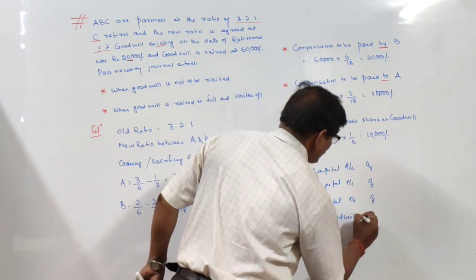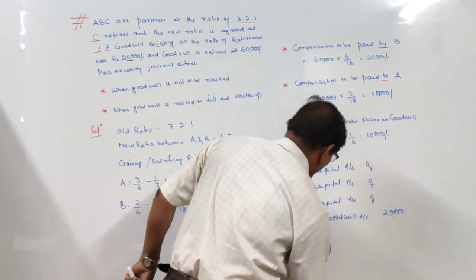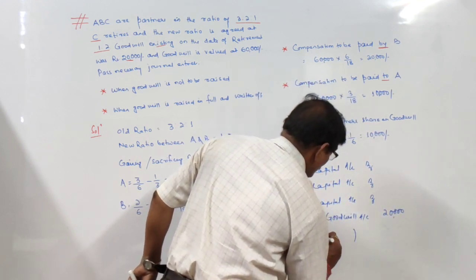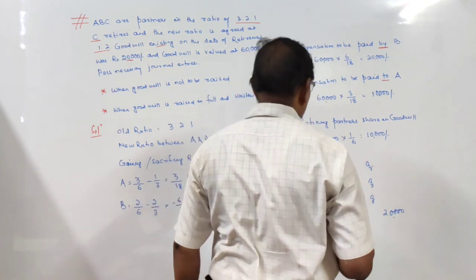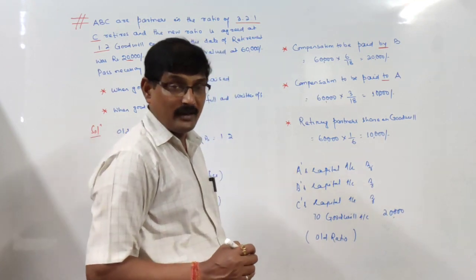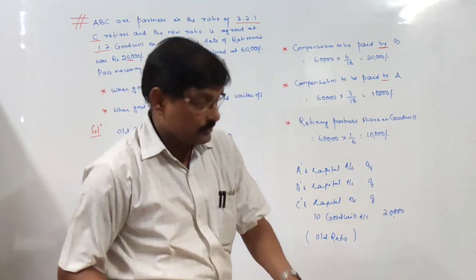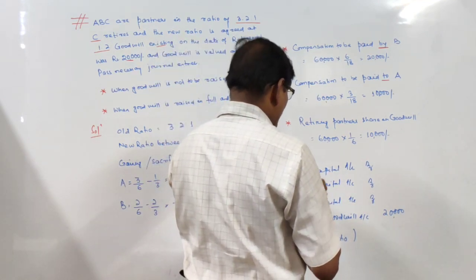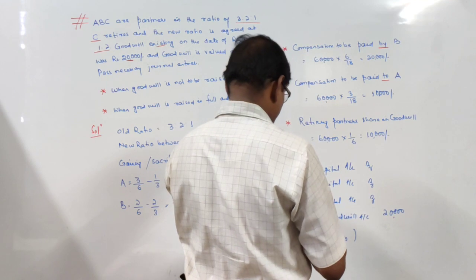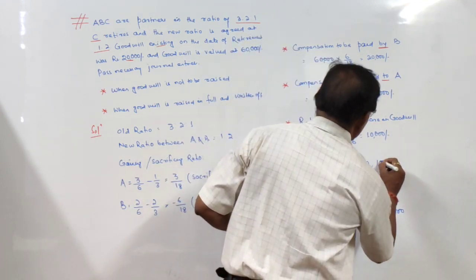Existing goodwill is how much? It is 20,000, and in the old ratio. Old ratio given is 3:2:1. So now we have to distribute it. The old ratio is to be used for writing off. It will be 3:2:1, that is 20,000 divided by 6. So A will be debited with 10,000.